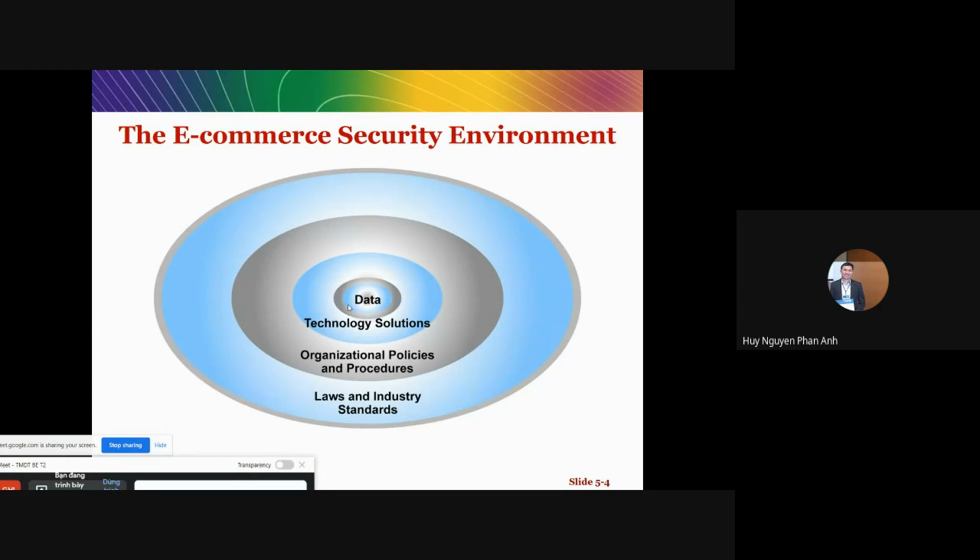So the main purpose of protection is the data, right? They will hack your account to get your personal information or transaction accounts, right? To get the money. So the data is very, very important. We use technology, organizational procedures, and government laws to protect the data.